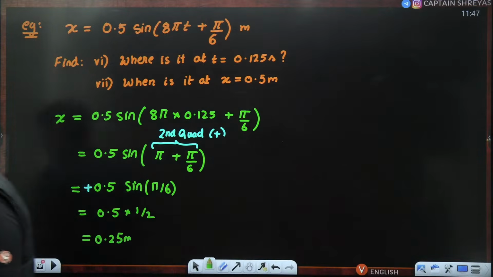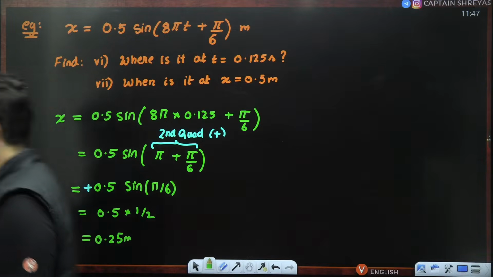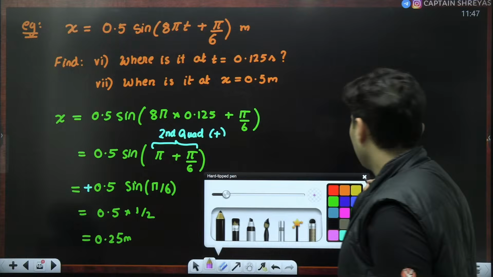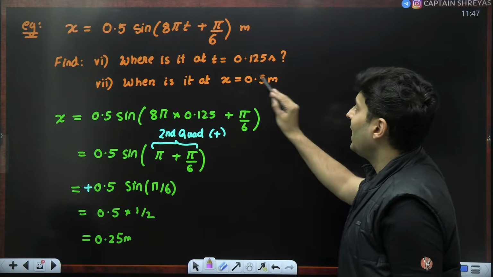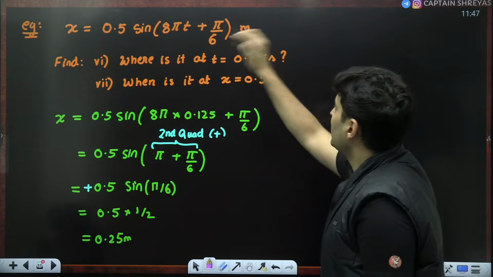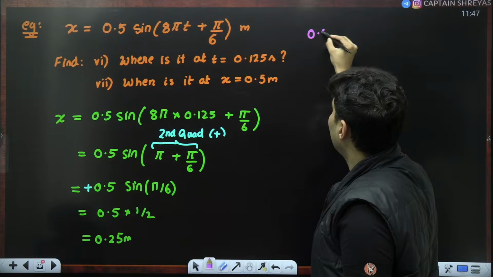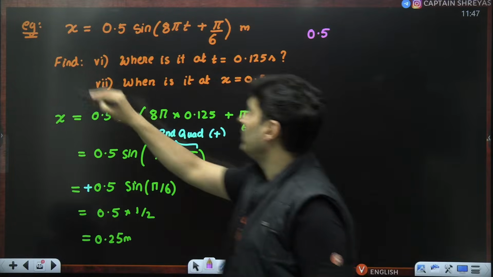Is this absolutely clear? Yes, perfect. Yes, 1 by 4 also will do, Krishna. Correct. That was the first part. Second part, when is it at x equals to 0.5? So let's substitute the value of x as 0.5.